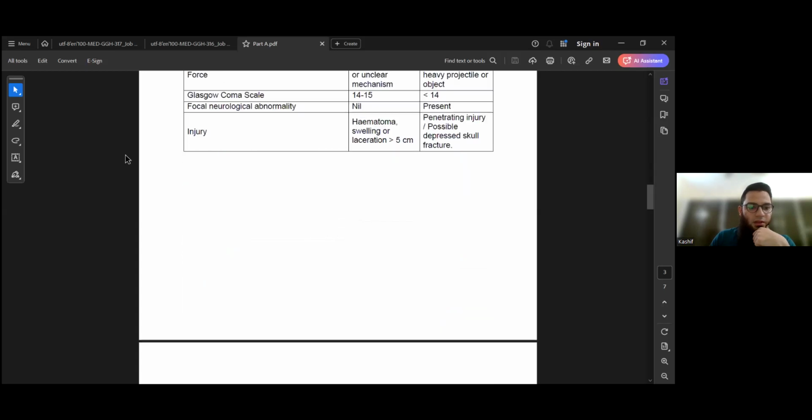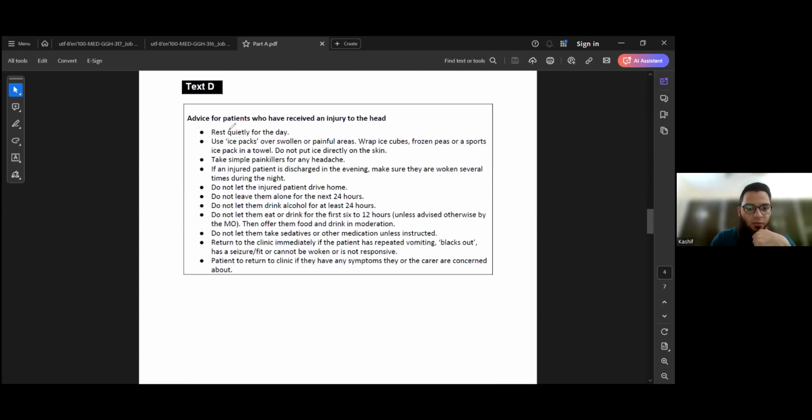Now, in text D, there is advice for patients who have received an injury to the head. What is the advice? Rest, use an ice pack, take simple painkillers. If an injured patient is discharged, make sure they are woken up several times during the night. Do not let them drive. Do not let them be left alone. Do not let them drink alcohol. Do not let them eat anything for 6 hours. And do not let them take sedatives. Return to the clinic if the condition worsens or if they have vomiting episodes or a blackout.